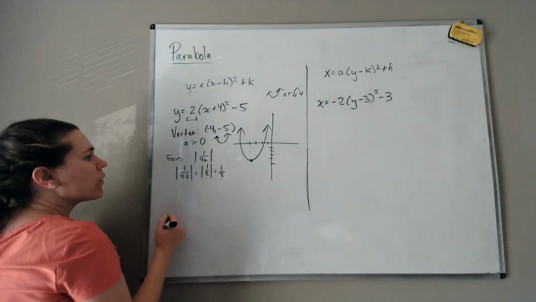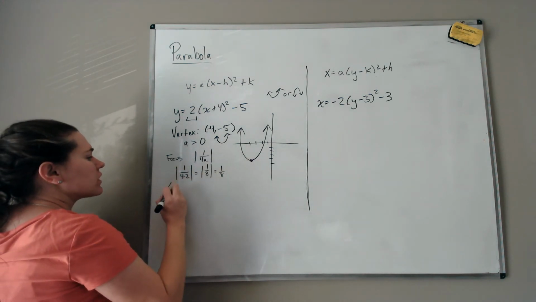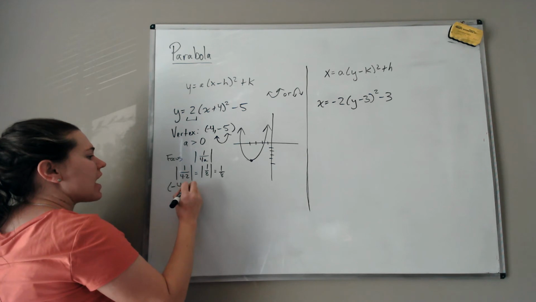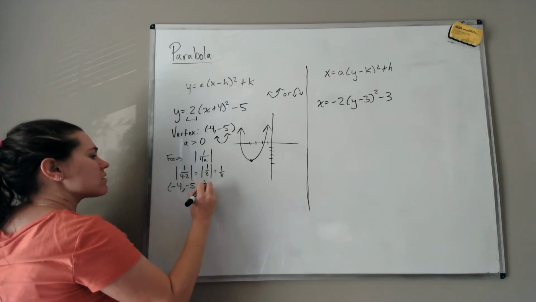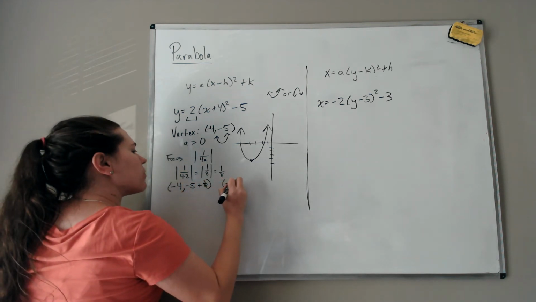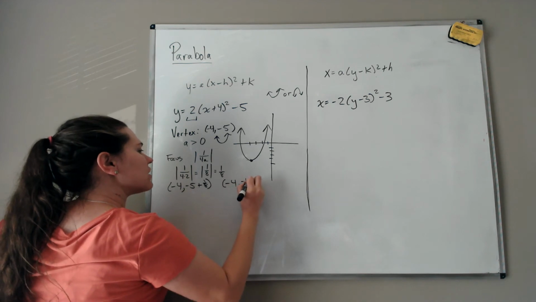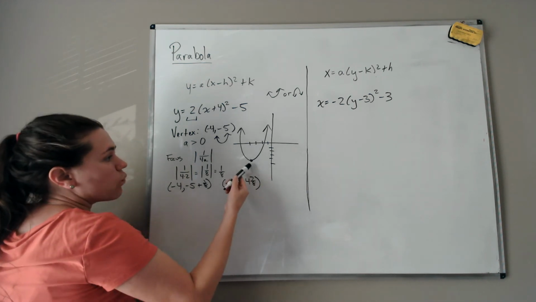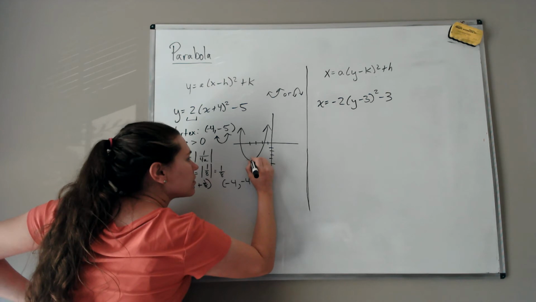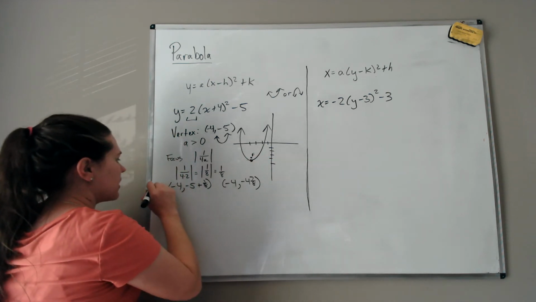So for the focal point, the x coordinate isn't changing at all. And what do you have to add to the y coordinate? 1/8. So the focal point is the point -4, comma, -4 7/8. It's just 1/8 of a unit up. That's the focus. We just put an F there.